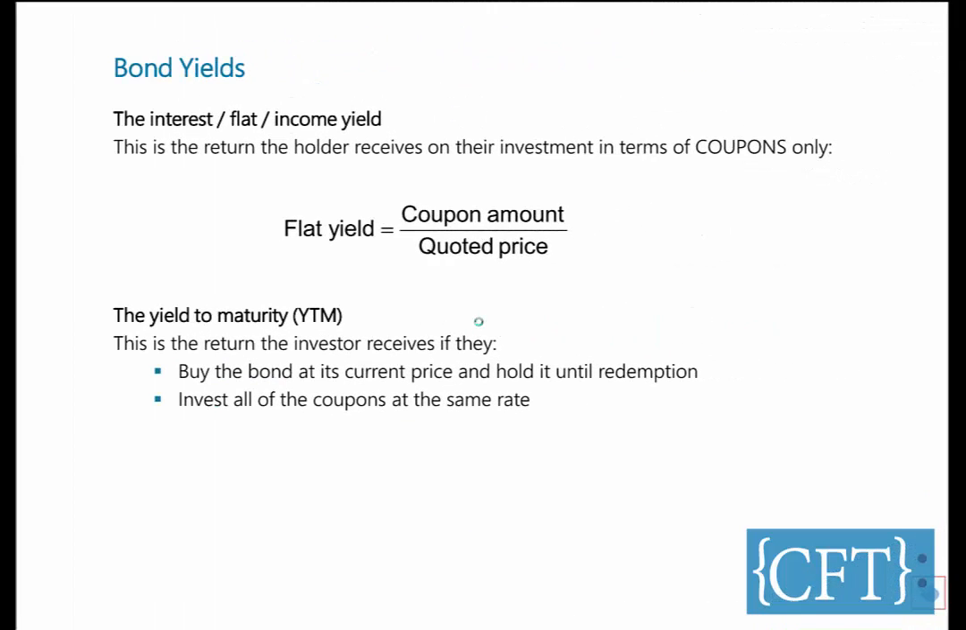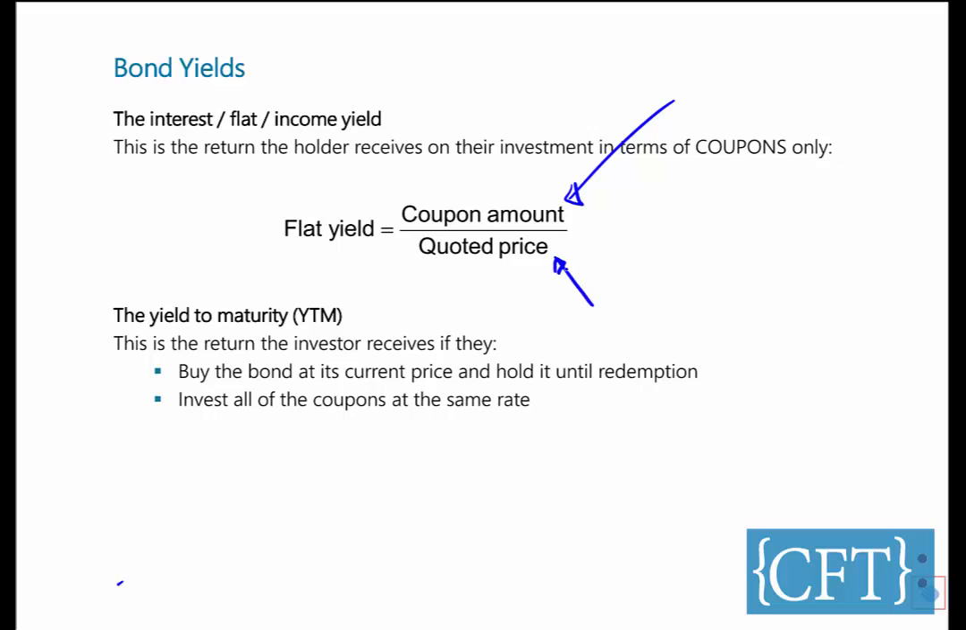Okay, now building up on something we saw when we first looked at pricing of bonds, we're now going to look at the yield on a bond. Now there are numerous yields that can be calculated when it comes to bonds, some simpler than others. And the first yield we're going to look at is known as the flat yield, or indeed the income yield or interest yield. Now this is a fairly straightforward concept because all we look at is the amount of coupon you receive divided by the quoted price.